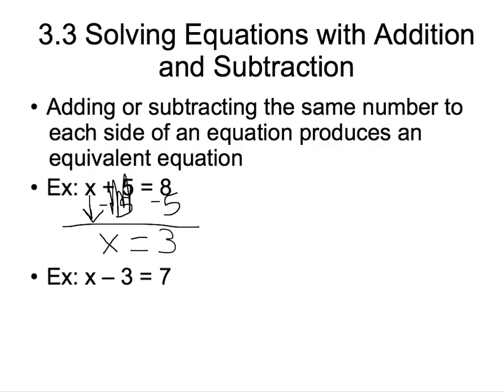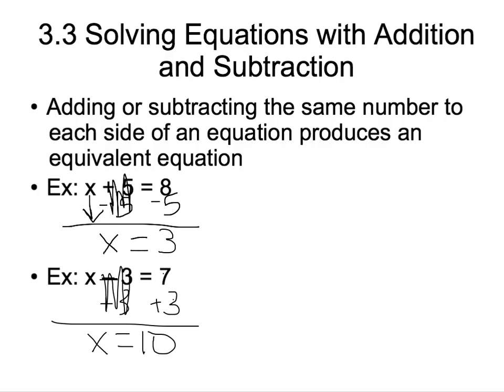On this one, below, this is a subtraction one. Again, we have to do the opposite operation to get rid of a number. This is x minus 3 equals 7. Well, since it's a minus 3, I have to add 3 to both sides. That, again, will cancel each other out. Minus 3 plus 3 gets me 0. I'm going to bring my x down, and I'm going to say 7 plus 3 is 10.